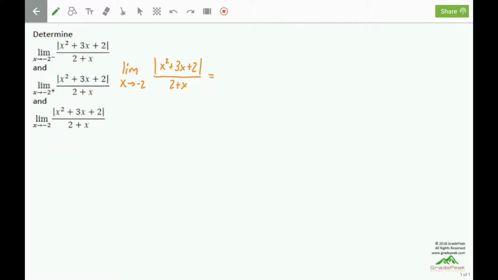The first thing to do is try plugging a -2 in for each of the x's. That'll give us the absolute value of (-2 squared plus 3 times -2 plus 2) all over (2 plus a -2). So we have the absolute value of -2 squared, which is a 4, plus 3 times a -2, which is a -6, and then plus 2, all over 2 plus a -2, which is the same thing as 2 minus 2. So we have the absolute value of 4 minus 6 is a -2, plus 2 is a 0, over a 2 minus 2, which is a 0.